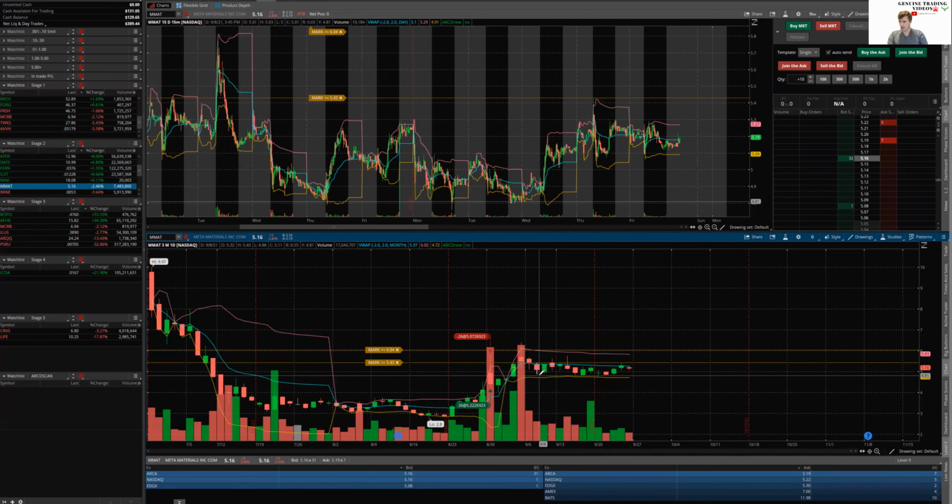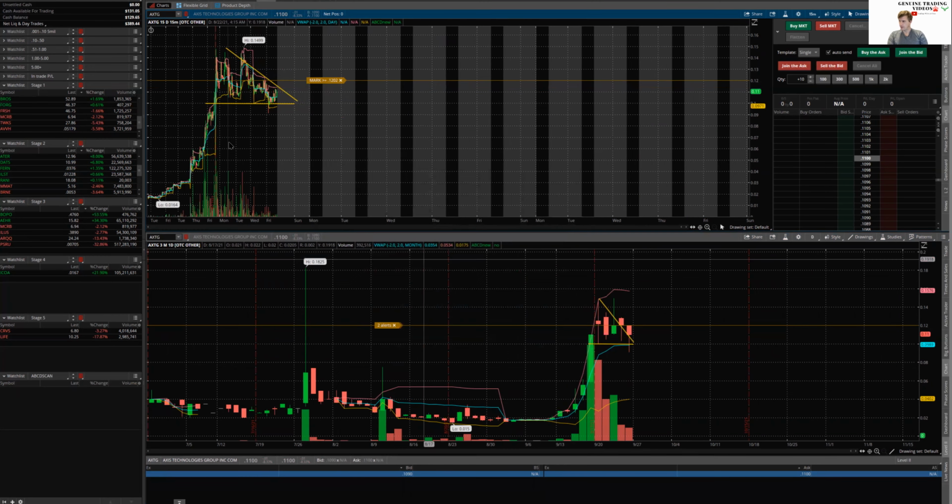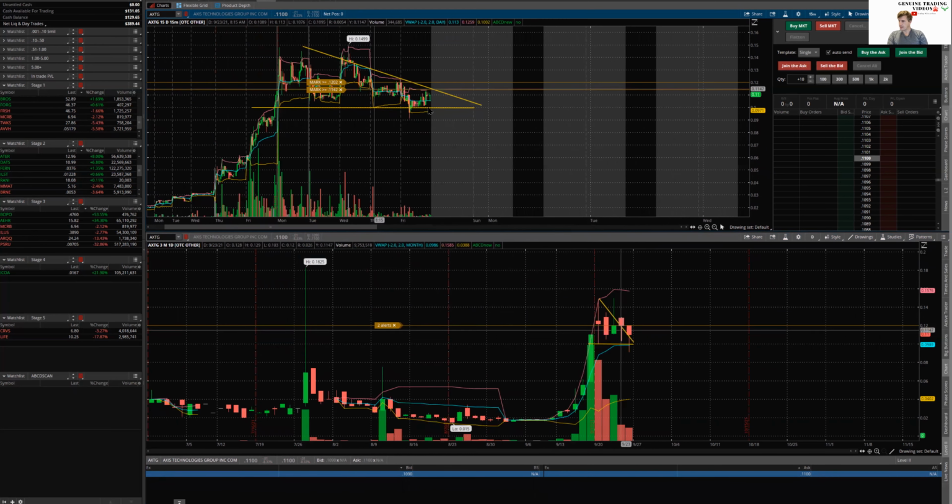MMAT, same thing. Had this nice run up, I bought into it, got out, another small loss on this one, anticipating it holding this breakout level, but it ended up failing. It retested that breakout level again, and it's consolidating. So it's possible that it can try to retest that breakout level sometime later on, which is why it's on stage 2. This one's creating a descending triangle.